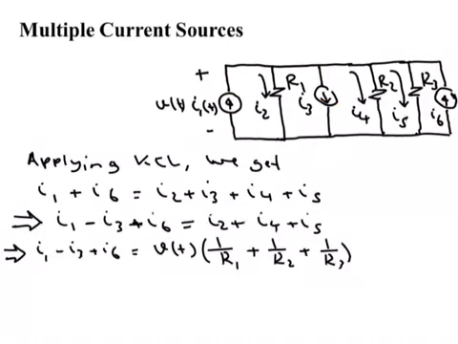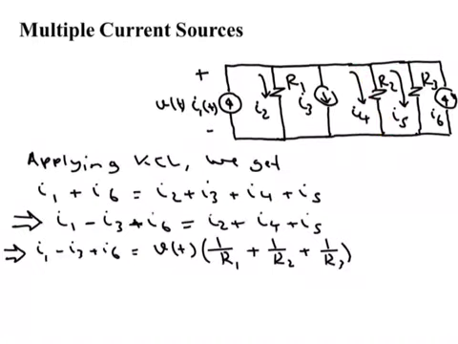Why is there this negative sign? These two are pushing current to the node, while this one has its current flowing out from this node up here. So this is why it appears with a negative sign. So this is what we call the equivalent current. Now I have the currents I1, I4, and I5.